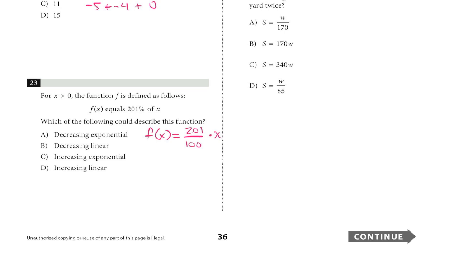Here, we don't have an exponent. And more specifically, we don't have x in the exponent. So this is definitely not an exponential. And by multiplying by something greater than 1, and really just positive, that means that it's going to be increasing.